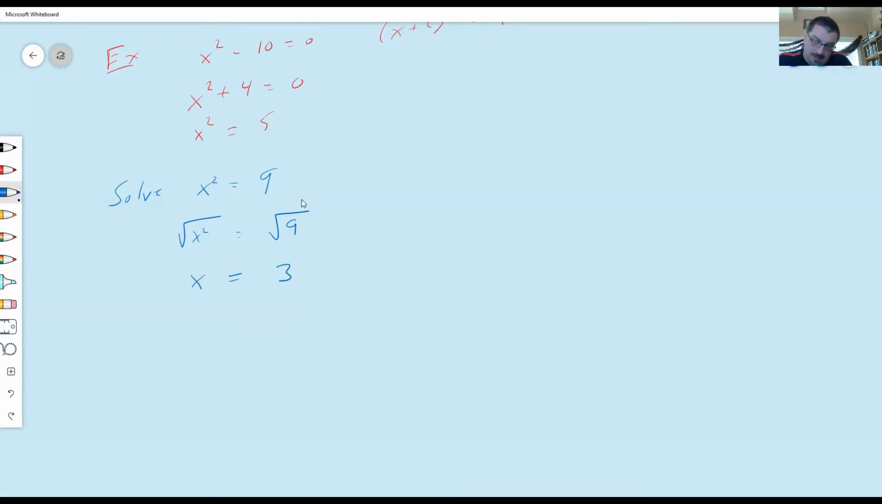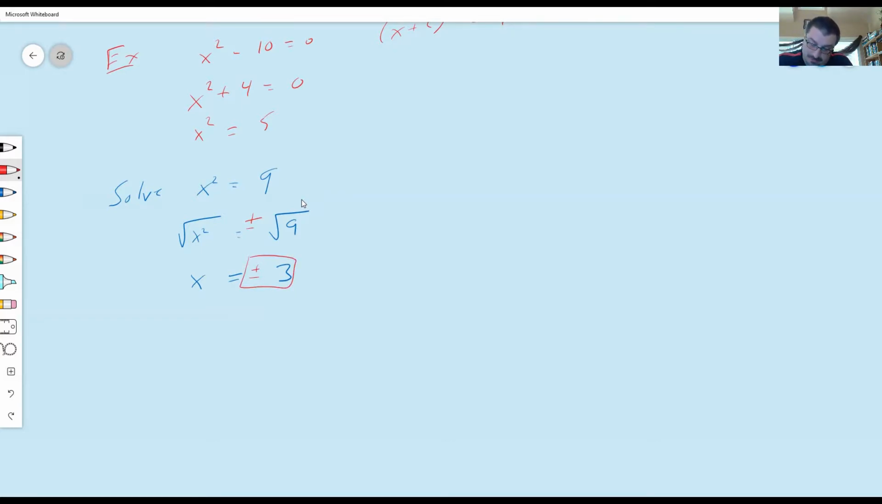If you come back way up here, if I square a number and it equals 9, if I square a positive number, it gives me a positive number. If I square a negative number, it also gives me a positive number. So when I take the square root of both sides, I have to put in a plus or minus right here, and a plus or minus right there. So my answer is plus or minus 3.